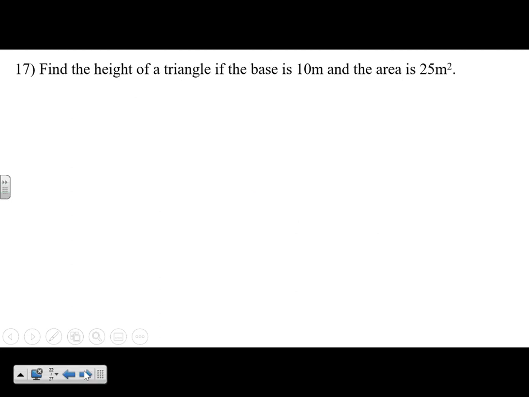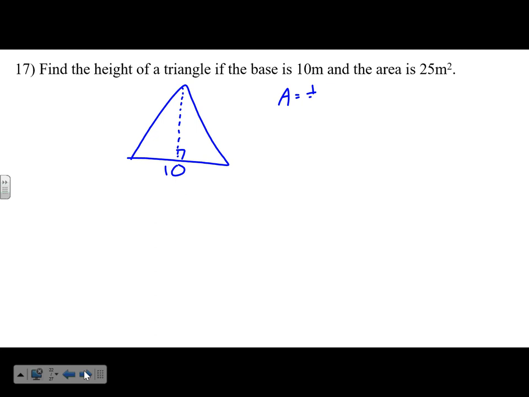Find the height of the triangle if the base is 10 and the area is 25. So the base is 10. We don't know what this height is, but we know the area is 25. So area is 1/2 base times height. So the area, 25, equals 1/2. The base is 10. We don't know what the height is.